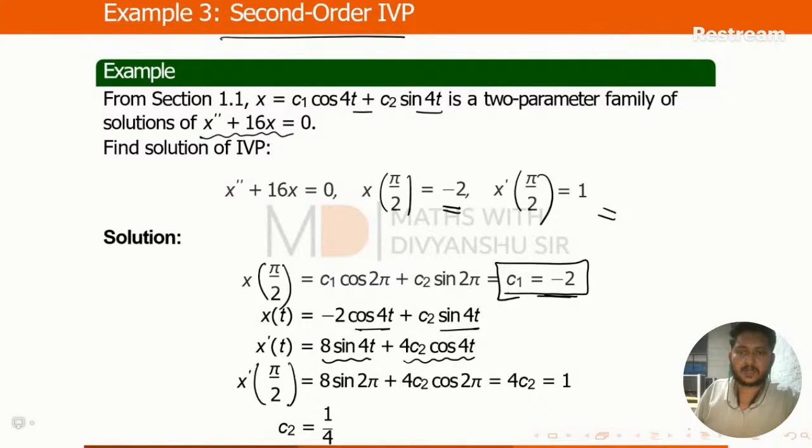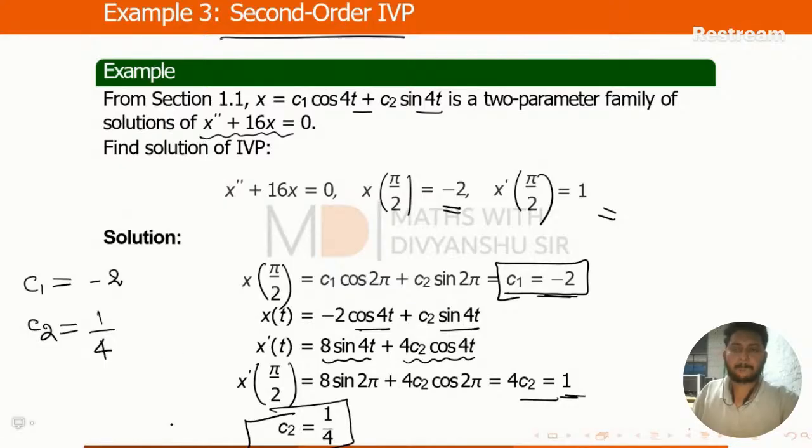Here x prime at pi by 2 is equal to 8 sin 2 pi plus 4 c2 cos 2 pi, which gives 4 c2 equal to 1, and the value of c2 is equal to 1 by 4. So in this solution c1 is equal to minus 2 and c2 is equal to 1 by 4.